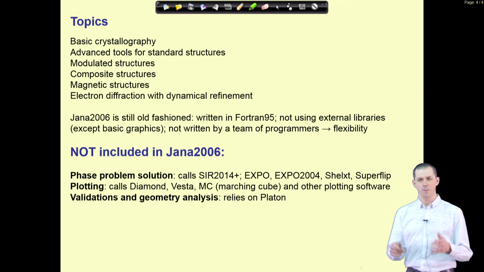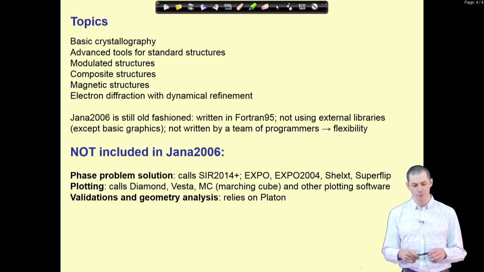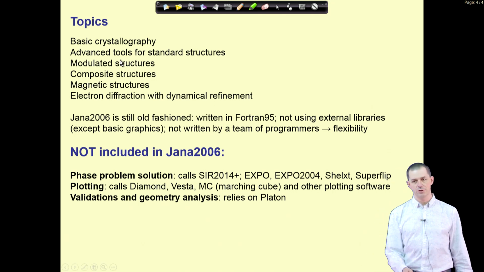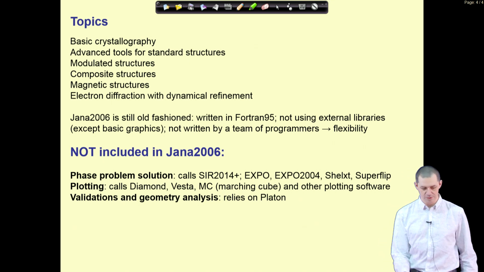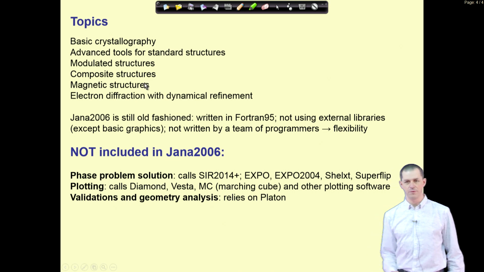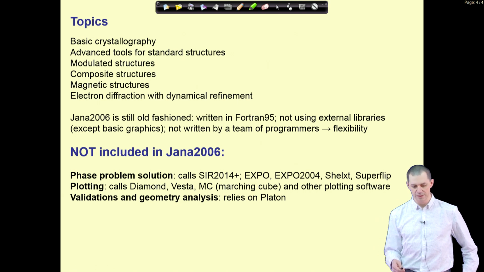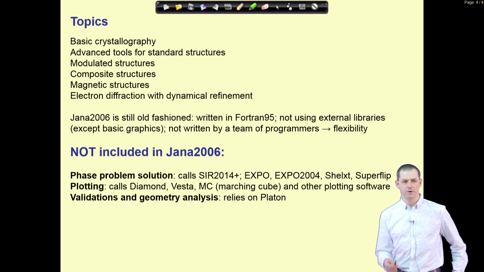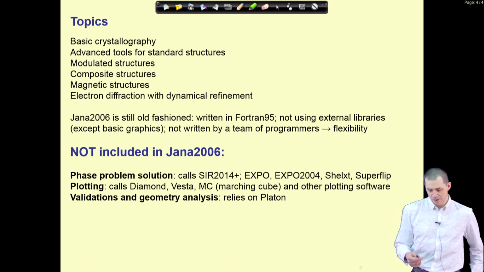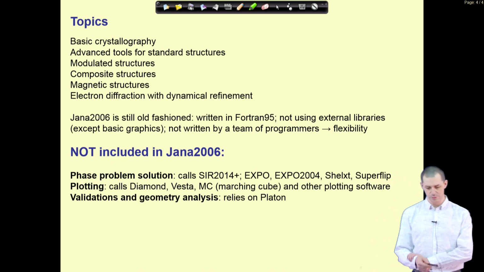So even for standard structures, you may need some specials. And then there is a list of real specialties that make Jana so powerful. And these are modulated structures, so aperiodic structures described in superspace. We'll have a special lecture on that on the last day of the workshop. Composite structures, which are a specific type of modulated structures. There are magnetic structures, a refinement of magnetic moment ordering within the crystal structures from neutron diffraction data, and also electron diffraction with a special feature of dynamical refinement, which allows you to solve and refine crystal structures from electron diffraction to accuracy comparable with X-ray diffraction data, but from very small crystals.